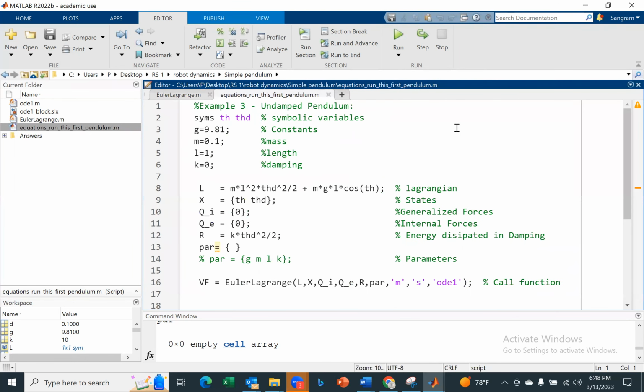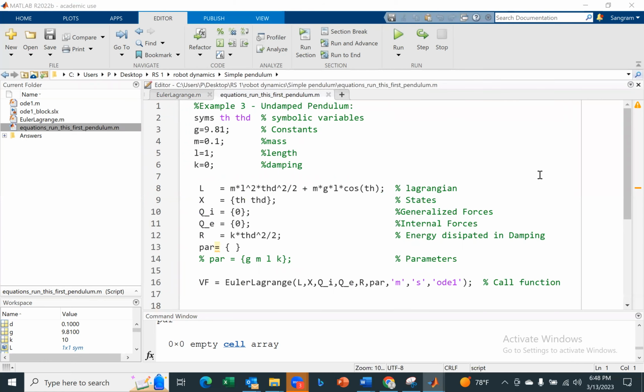Equation, run this first. And this equation is for the undamped pendulum. We are going to go through the same thing. First, line number 1 is the comment, example 3, which is undamped pendulum. Line number 2, I'm going to define the states. For a simple pendulum, what are the states? Theta and theta dot. Angular displacement and angular velocity.